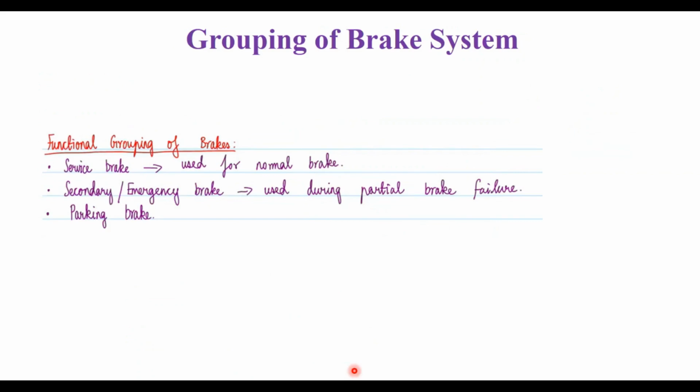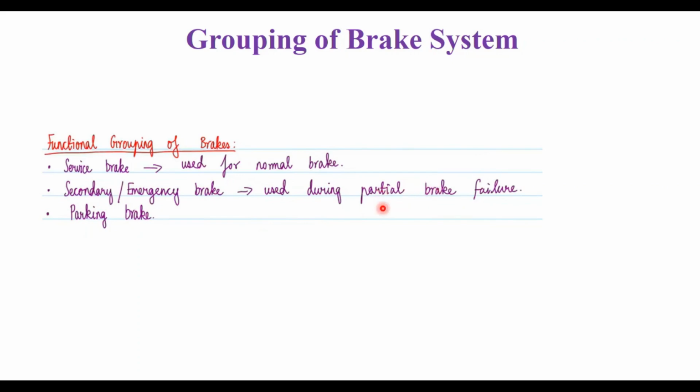How are you going to group the brake system? You have various brakes. First, it's based on the functions, so that's why it's called function grouping of brakes. First one is the service brake, which is used for the normal brake application. You have a parking brake as well. During a parking application, you use this, and you have a secondary brake or an emergency brake. It is used during a partial brake failure.